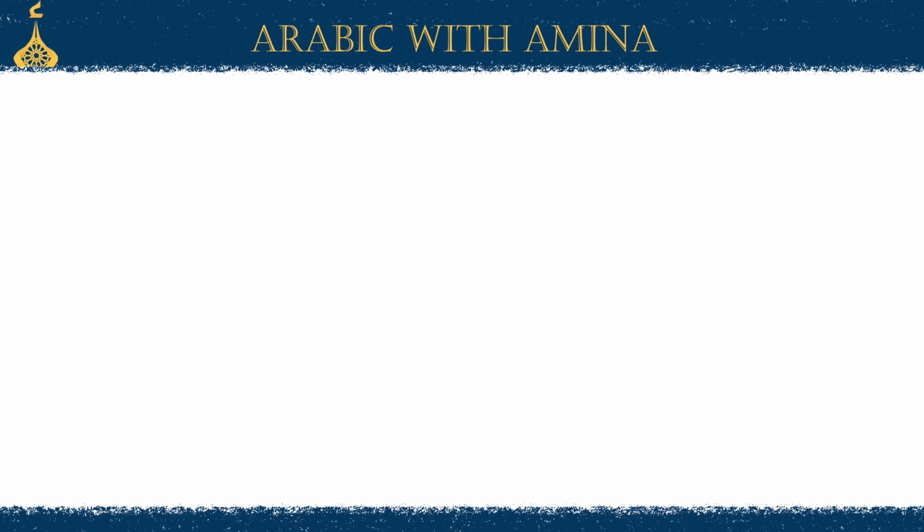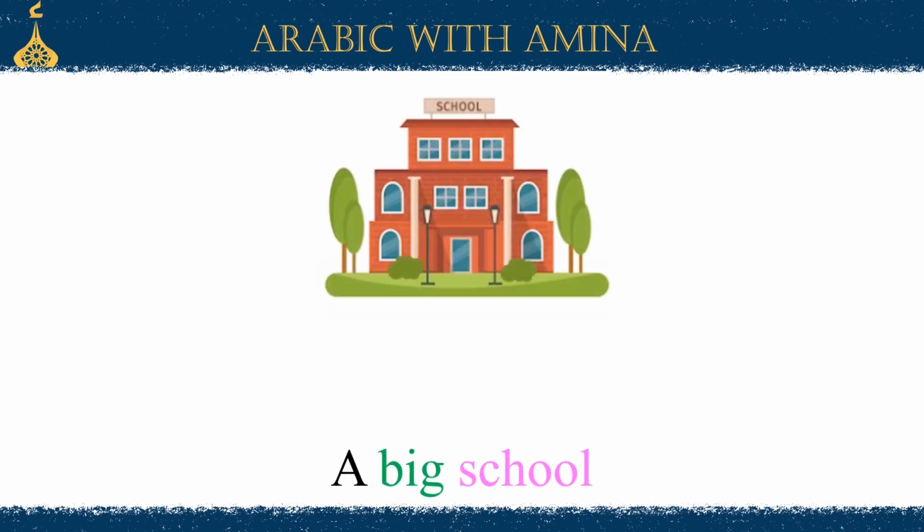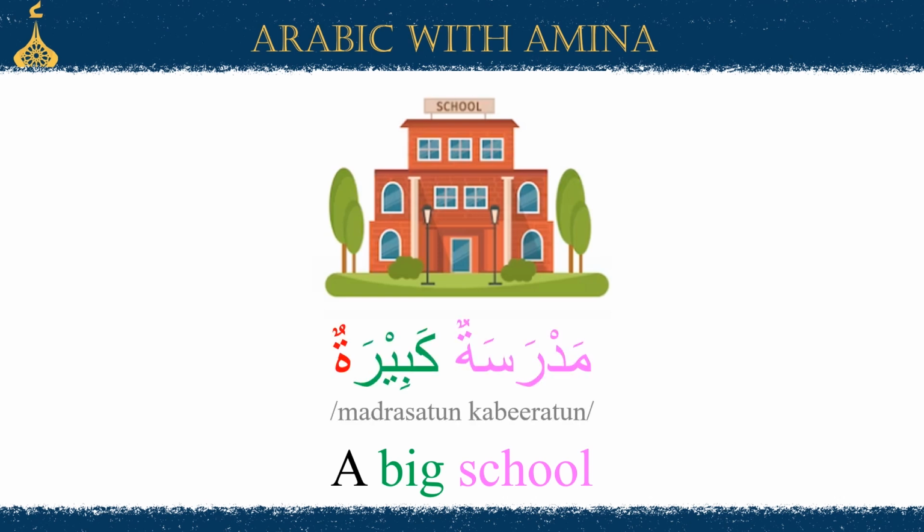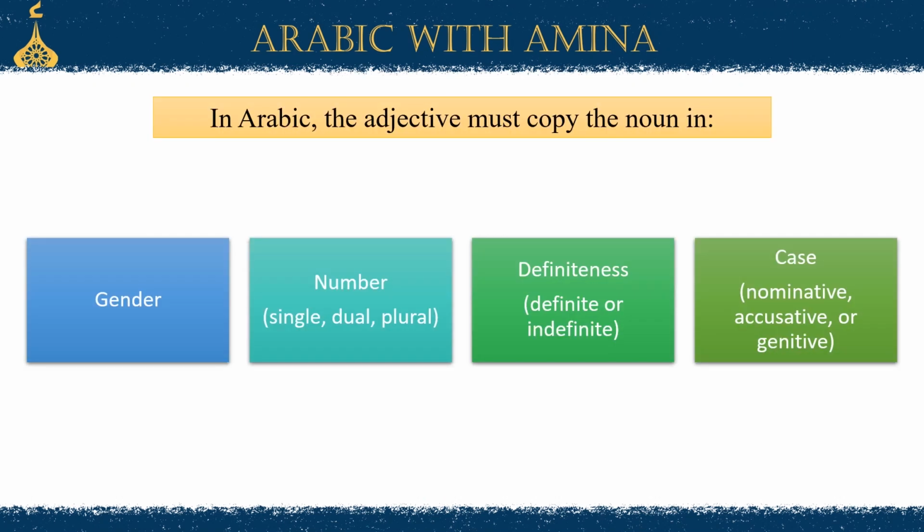Another example would be if we are to say a big school. In Arabic, we would say مدرسة كبيرة. Since school, which is madrasa, is a feminine noun, we are using the feminine form of the adjective big, كبيرة. So that's for matching the adjective and noun gender-wise.